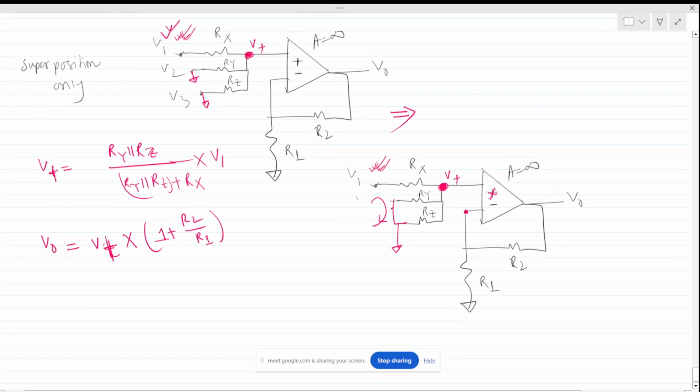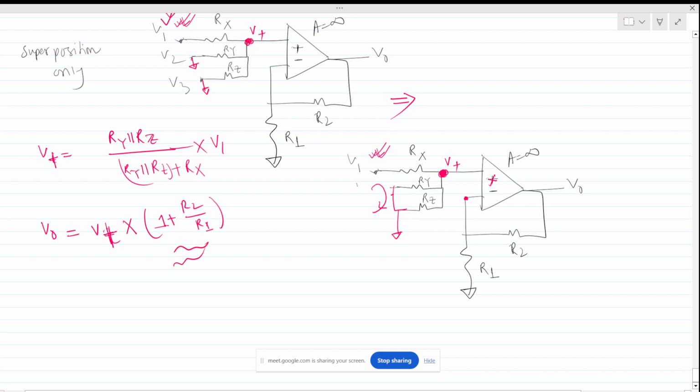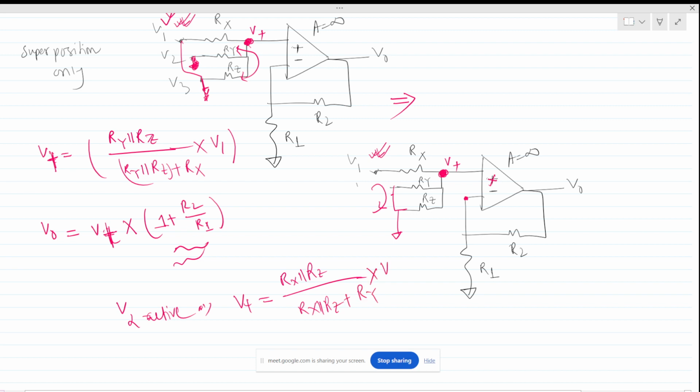So we can see that in every case, this term will be multiplied with this node voltage, right? So we can directly write that one plus R2 by R1 factor. This term will be different in each case, like the V positive. When V2 is active only, this is active now and these two are grounded. So these two come in parallel, Rx and Rz. So Rx parallel Rz divided by Rx parallel Rz plus Ry times V2, right?